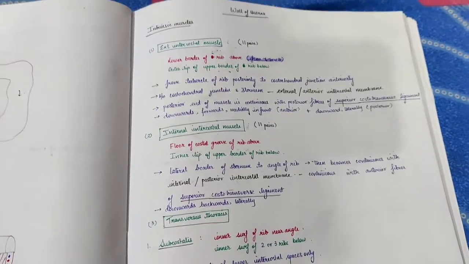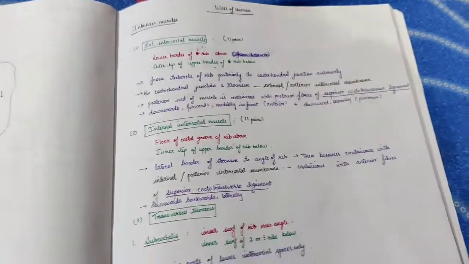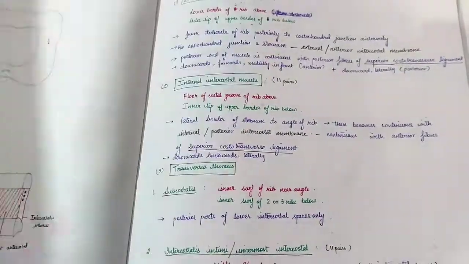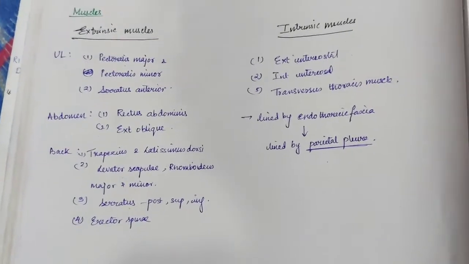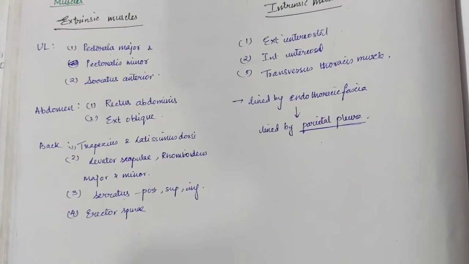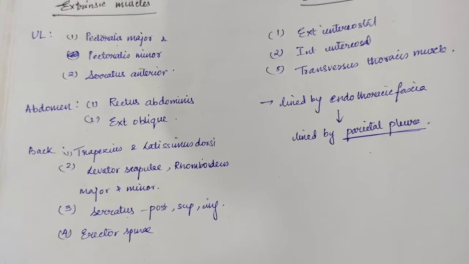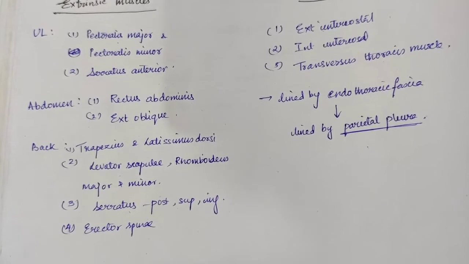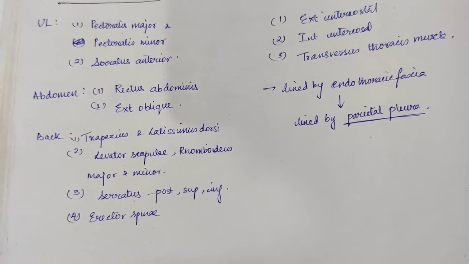We are going to start with the wall of thorax and whatever important points are required here. So first of all, there are many extrinsic muscles of the wall of thorax, and those are the pectoralis major in the upper limb, then pectoralis minor, serratus anterior, then we have rectus abdominis and external oblique in the abdomen, and in the back we have trapezius and latissimus dorsi.